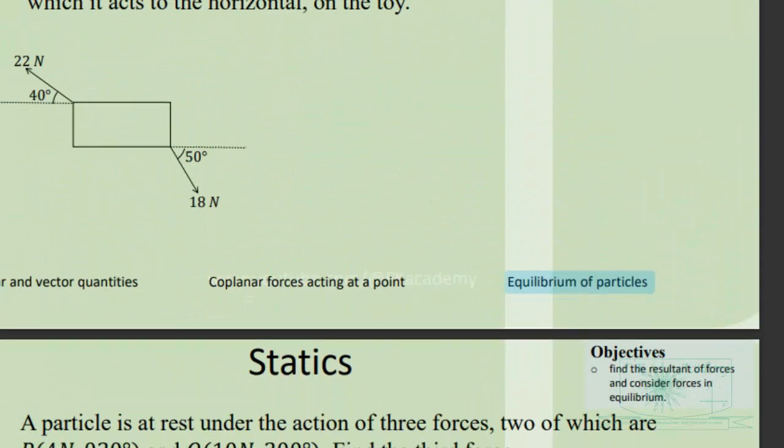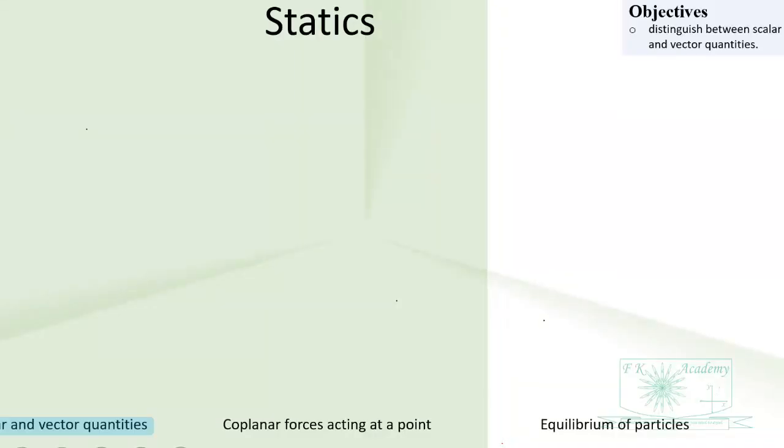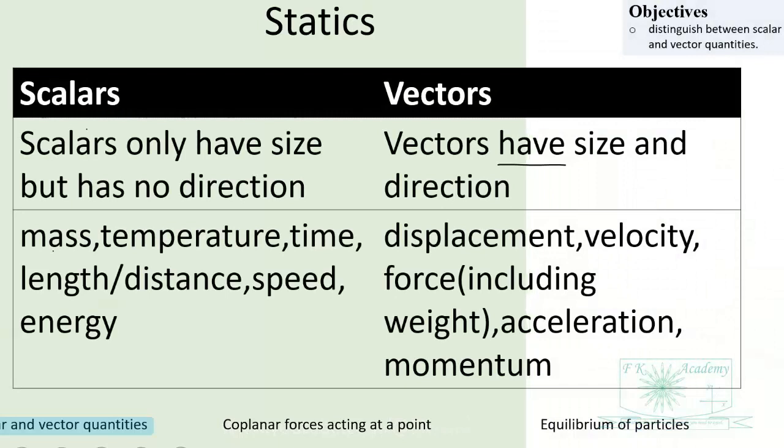So let us begin. So we begin with the difference between scalar and vector quantities. We know scalar quantities have size only. They do not have direction. Vector quantities have both magnitude or size and direction. Examples of scalar quantities include mass, temperature, time, length or distance, speed, energy. Displacement, velocity, force, acceleration, momentum are also examples of vector quantities.